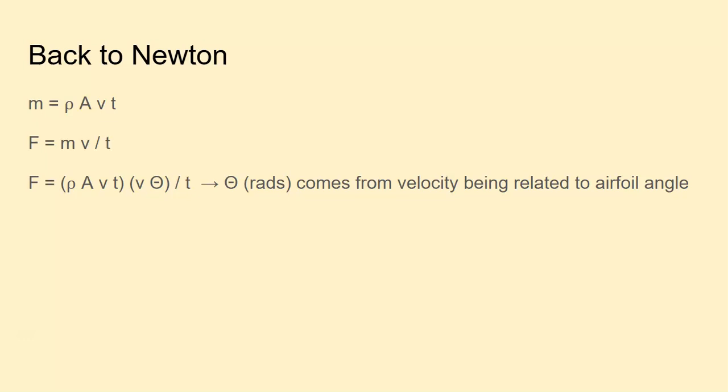So, mass is density, area, velocity times t, and F equals ma. We can also say then F is equal to m, which is density, area, velocity, times velocity times theta, and all that divided by time. Okay, so I pulled a fast one on you there.